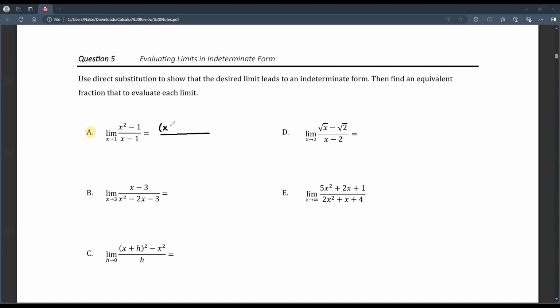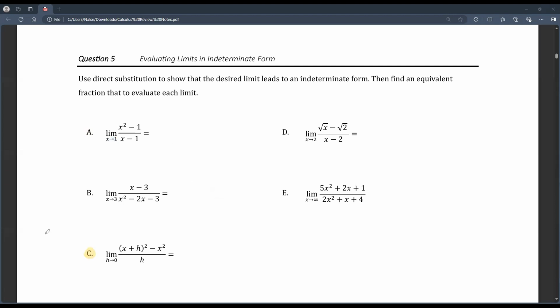We should, first, factor and simplify the expression. Then, we can retry direct substitution. Doing so reveals a value of 2. Go ahead and try part B, which also involves factoring. Part C is a little different.